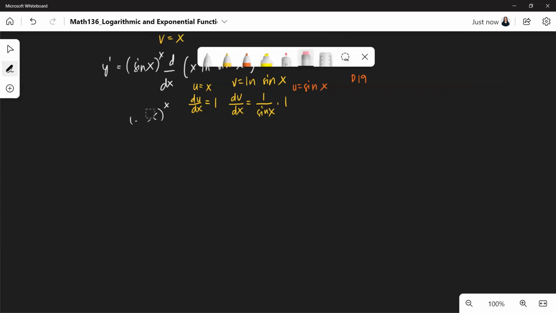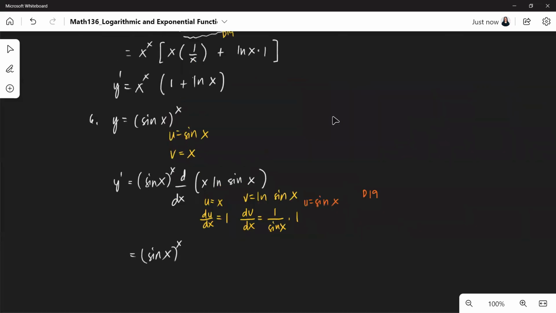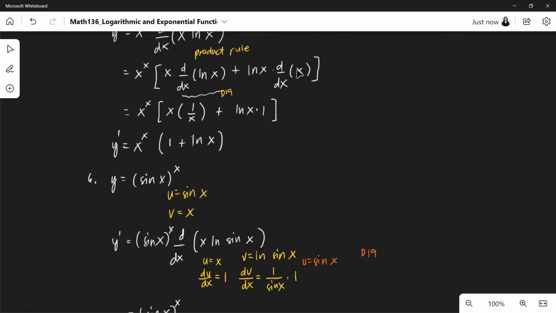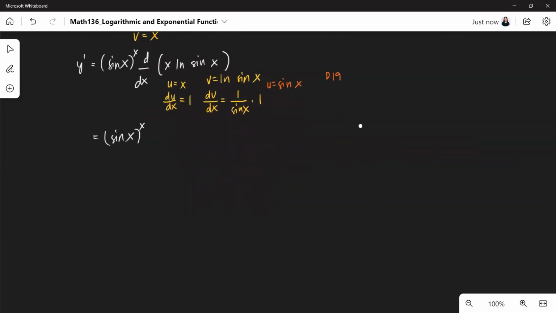Before we put everything in the next line of the solution, you can solve first so you are ready for the product rule. You don't want to write a lot of things below, like for this one, it's just one. But you can always solve for the derivatives of the functions, so you are ready for the product rule.